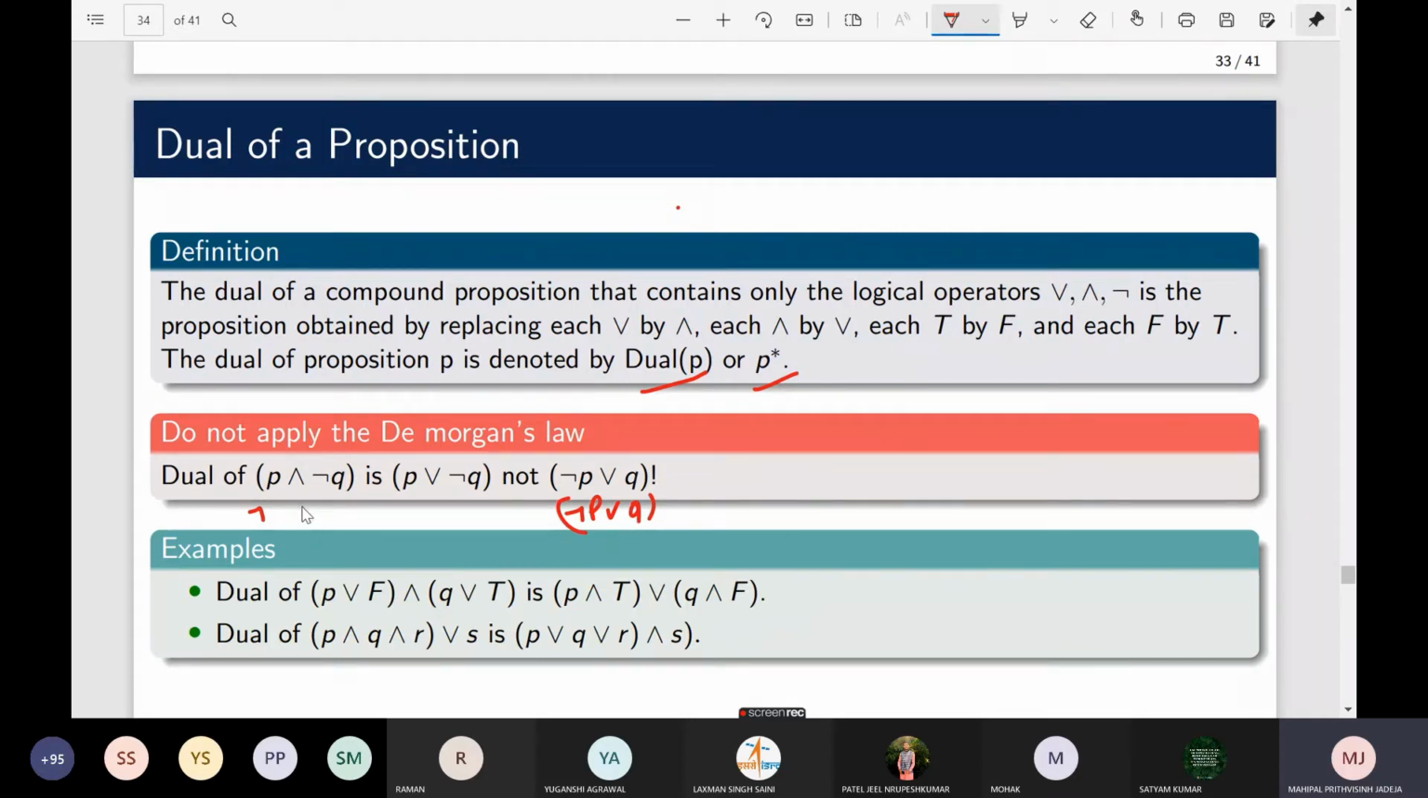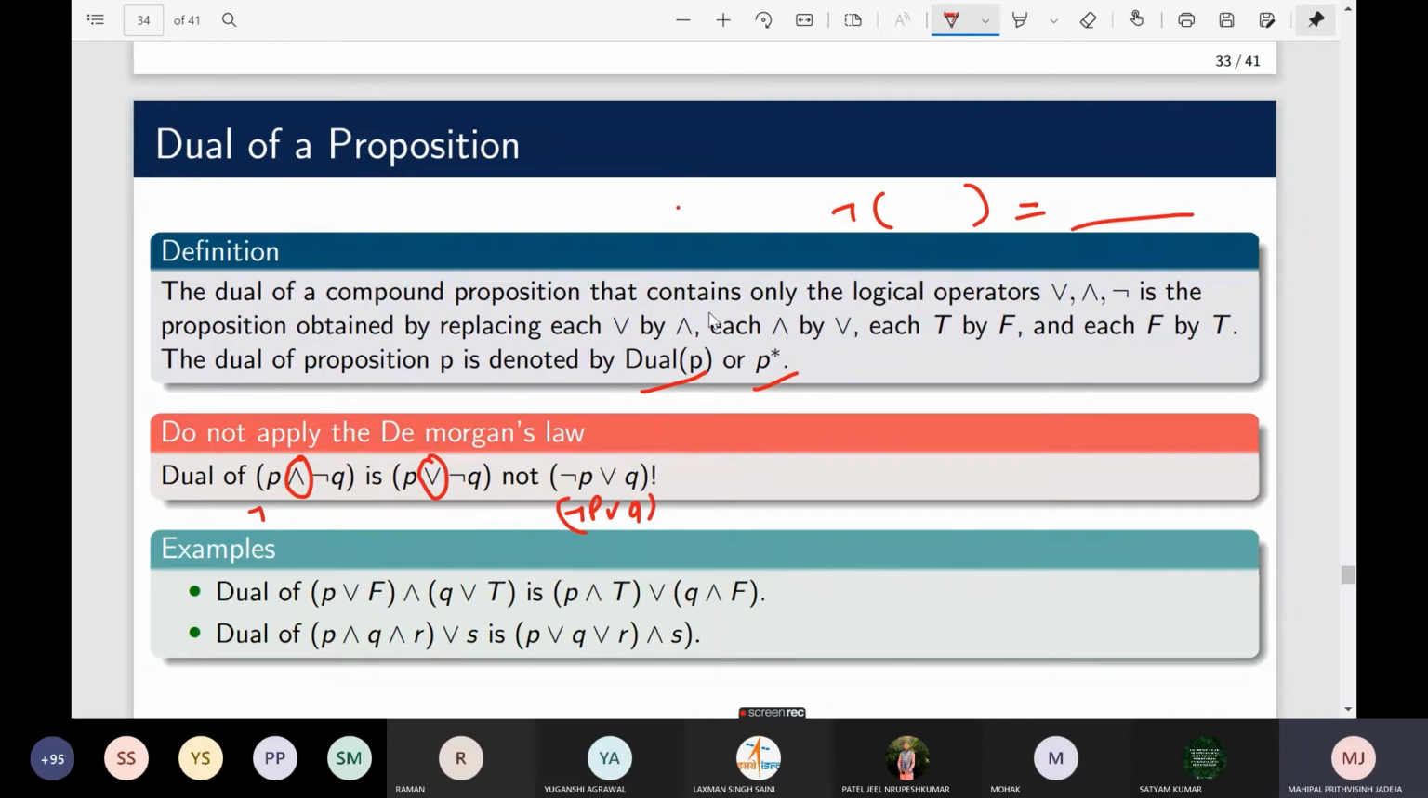And if we talk about the dual of the given proposition, then what we are going to do, we are simply going to replace conjunction with disjunction, as you can see here, right? The other propositional variables, whether it's P, whether it's Q, whether it is negation Q or negation P, they will remain as it is, right? So that means these two are not equivalent. If for the given compound proposition, you are considering just taking negation of the given proposition and then apply the De Morgan's law, then whatever you are getting is not the dual of the given proposition.